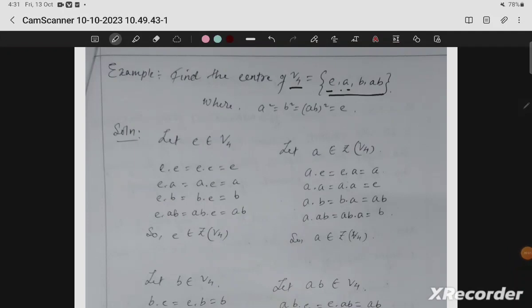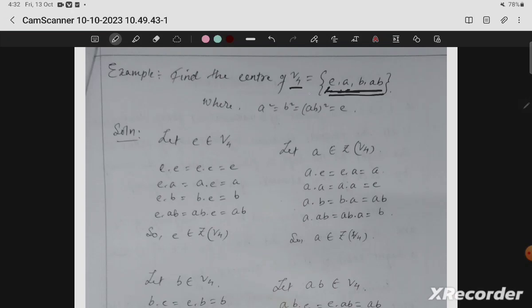Now the next question is to find the center of V4, whose elements are given by e, a, b, ab. This is a similar question to the one we have done just now, that is to find the center. So here we will find whether the elements present here commute with each other or not. So we will check individually.